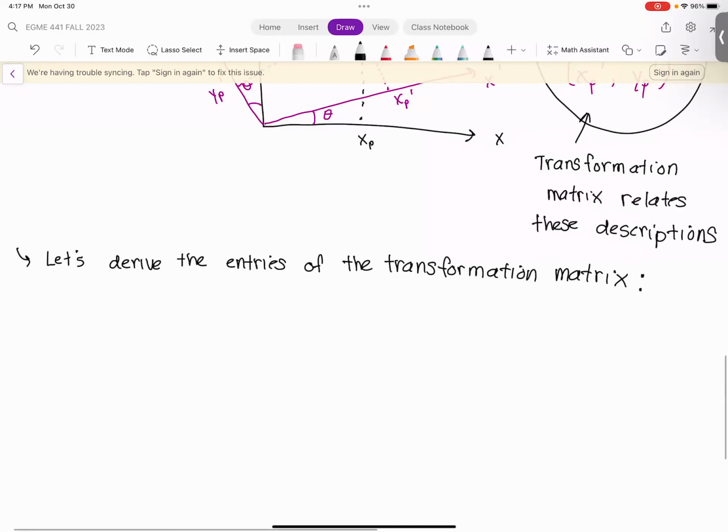There are a few ways that we can do this. This is generally my own favorite way. The way that I like to derive this is to describe the unit vectors in the transformed system relative to the original system.